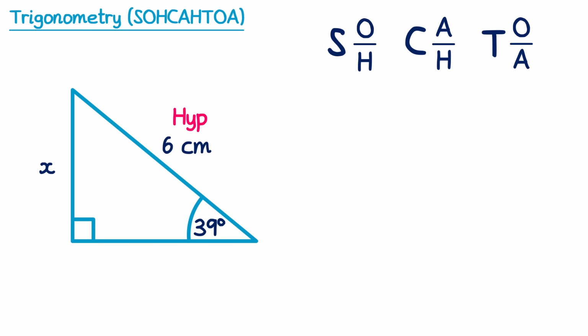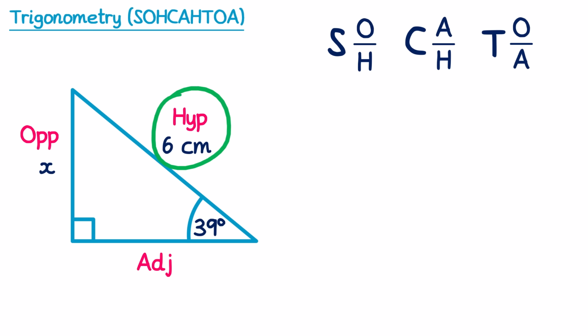Then I'm going to label the opposite, which is opposite the angle given in the question. So this time we've been told the angle, it doesn't say theta, it says 39 degrees. And opposite that is this side over here, which has length x. The final side, the one at the bottom, is the adjacent. Then we're going to look at the information that we've been given.